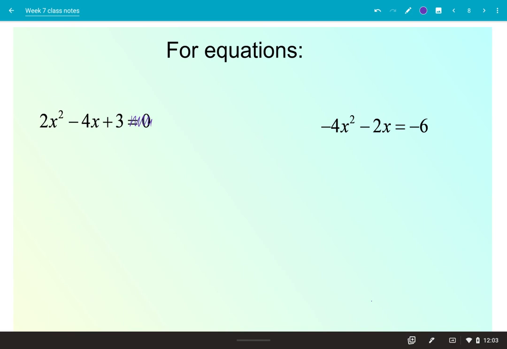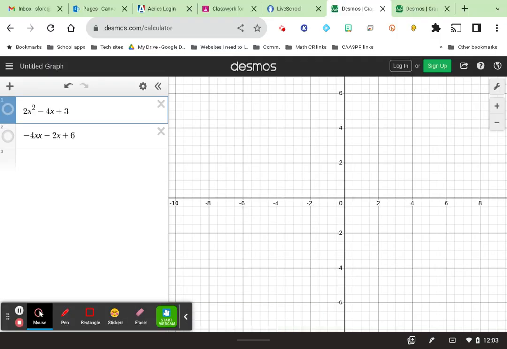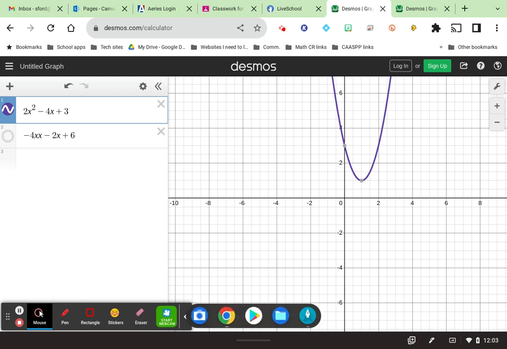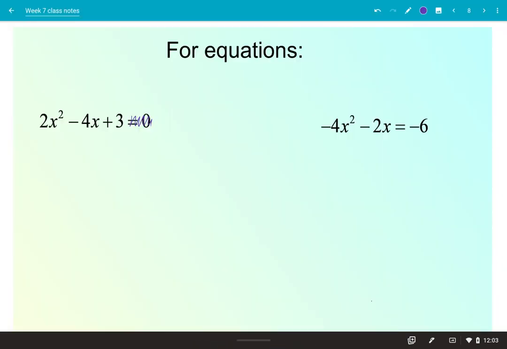Okay, so what you're going to do, you're going to put it into Desmos, you're going to graph it, and we're going to see this equation does not cross the x-axis at all. It has no roots. So we're going to put this in the column for 0 roots.